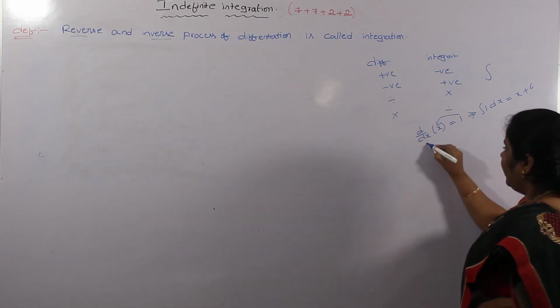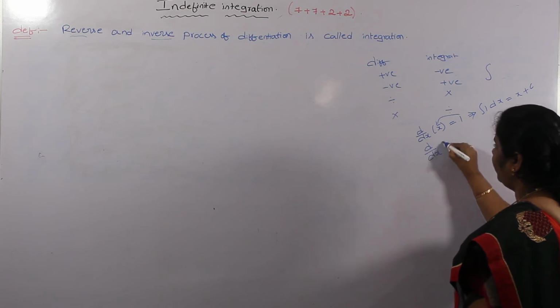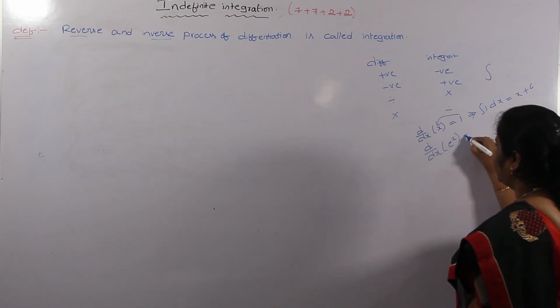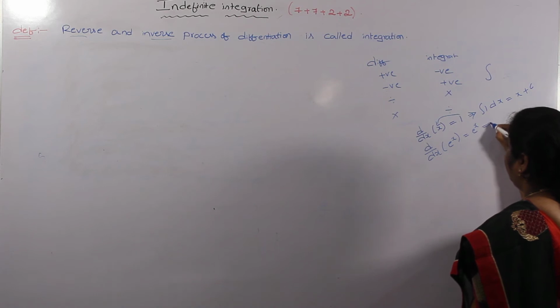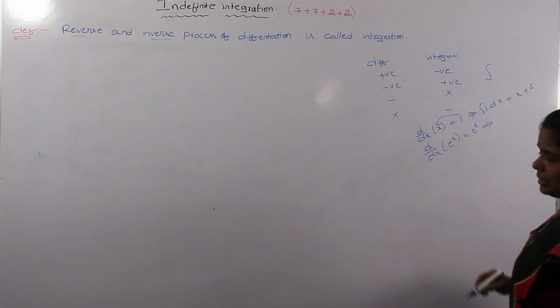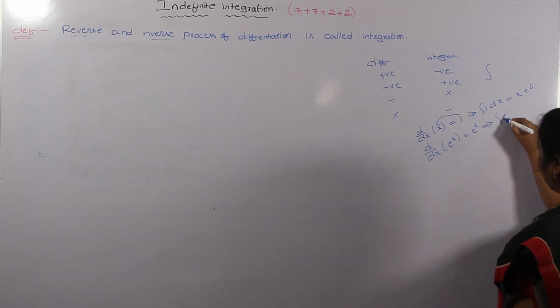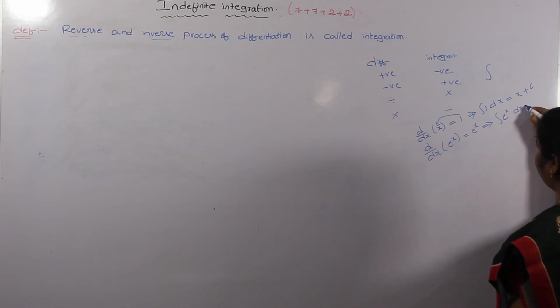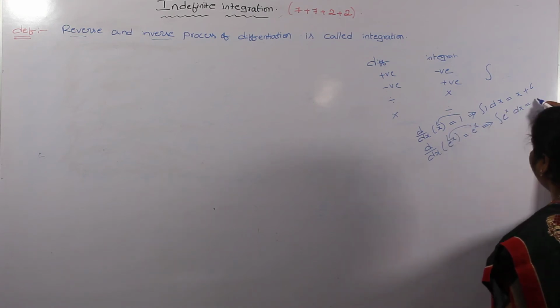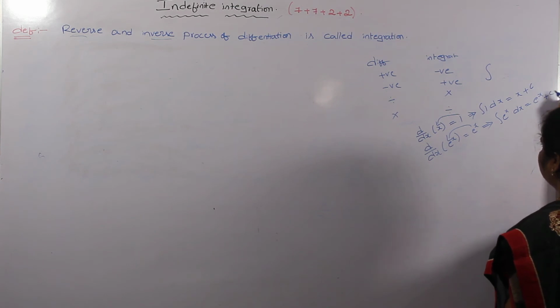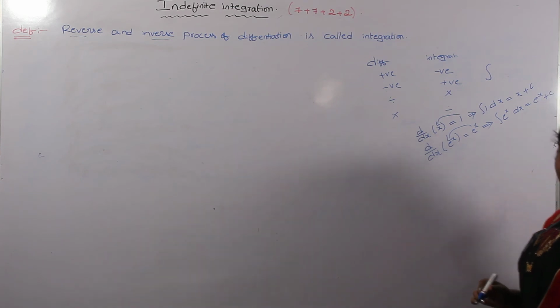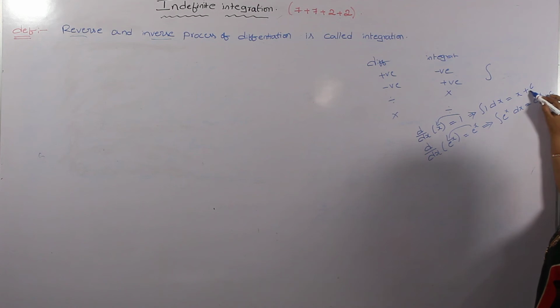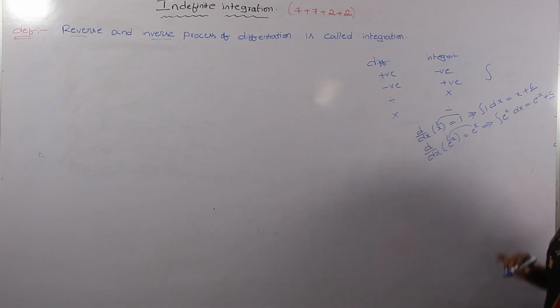Next, dy/dx of e power x is e power x, we already know that formula. Apply the integration to this e power x. The integral of e power x dx is equal to, reversely, e power x plus c. c is called the integral constant. Why we are adding c, we discuss later.